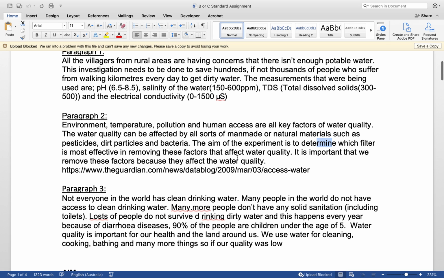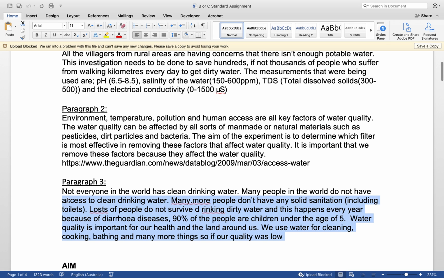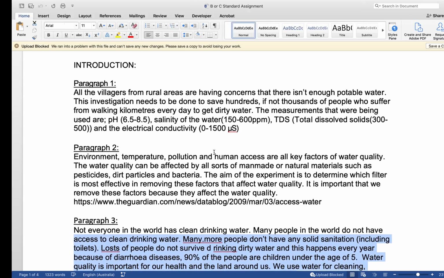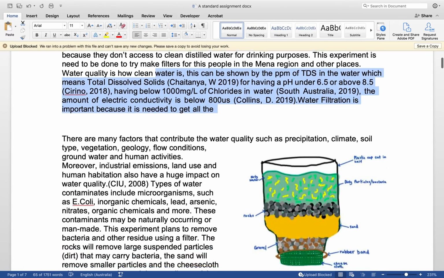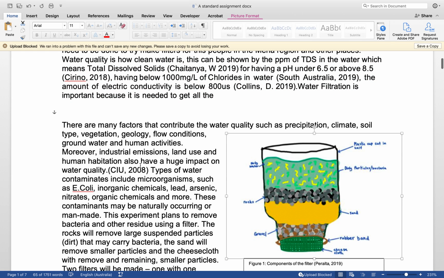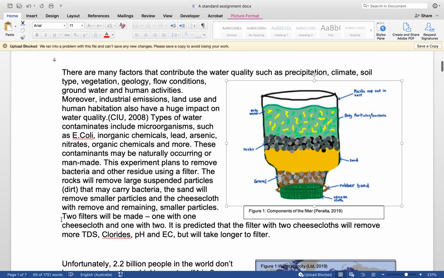They've referenced the word filter, but to be honest with you, they haven't really told me how a water filter works. When I look at the A student, they've actually got a diagram of a water filter. They've said words like this.